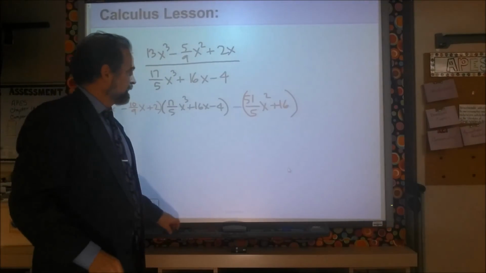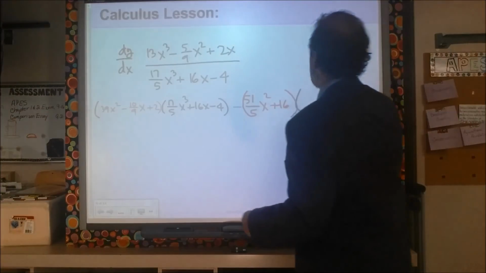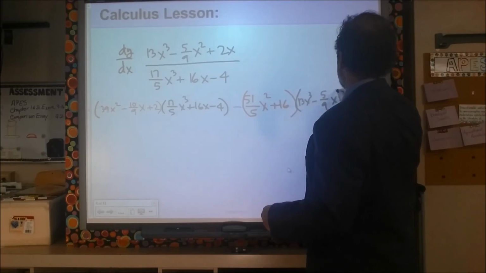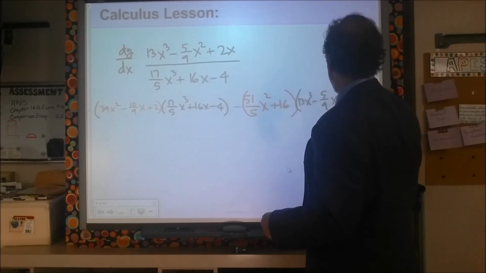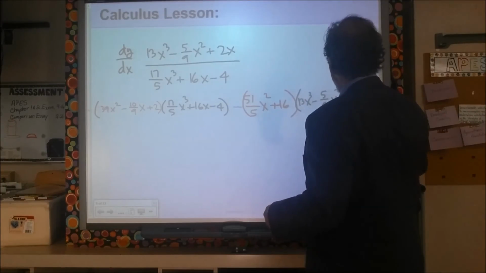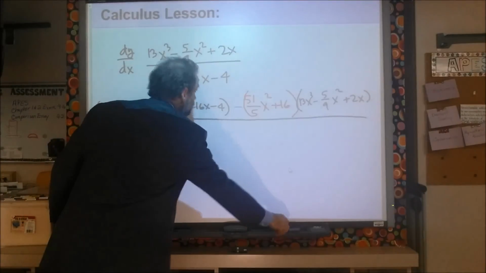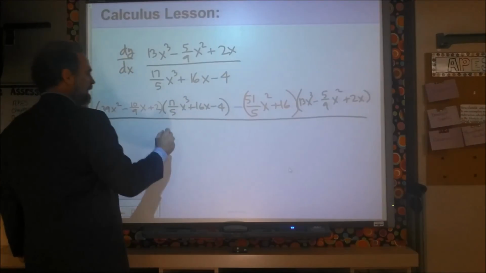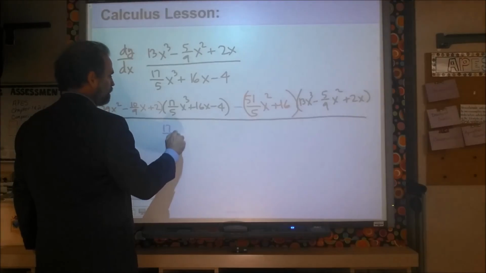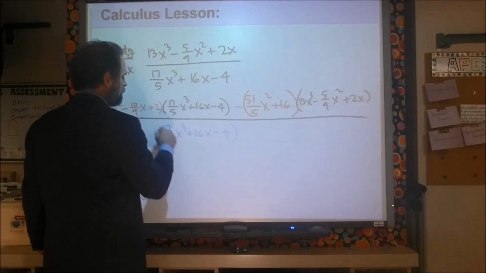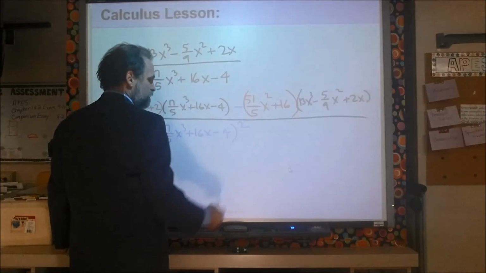Times the top, which I think I can fit in there. 13x cubed minus 5 over 9x squared plus 2x, thankfully. All over the bottom squared. What is the bottom? It's that. 17 fifths x cubed plus 16x minus 4. Symbols of enclosure, squared.